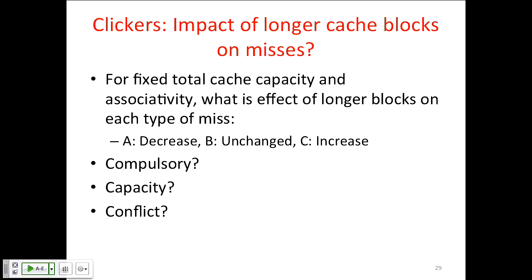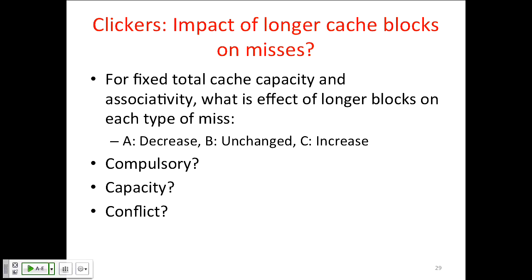We kind of talked through most of these already. There are 3 sub-questions here. For each one, there are A, B, or C choices, for a fixed total cache capacity and associativity. So I'm fixing capacity and I'm fixing associativity. The only variable is how big the blocks are. So total capacity is the same, but I'm making the blocks bigger. What effect will that have on these three things: compulsory, capacity and conflict misses? Your choices are A, decrease, B, unchanged, C, increase.